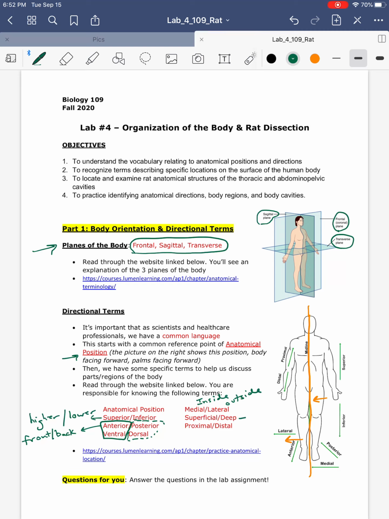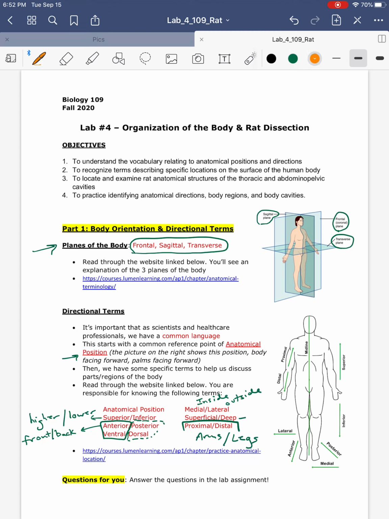And then we have proximal and distal. These are a little bit tougher. With proximal and distal, we're almost always talking about the limbs. So we're talking about arms and legs.